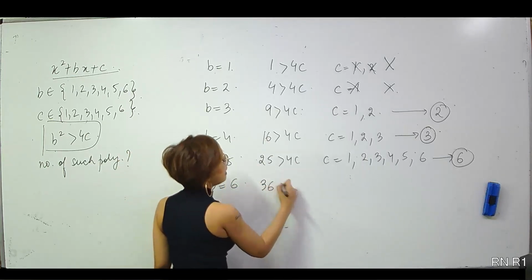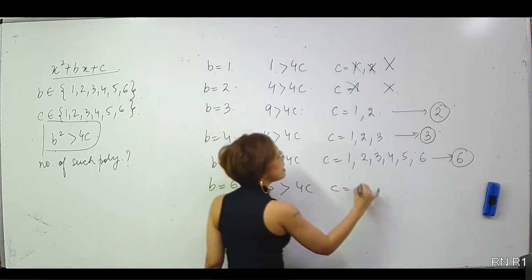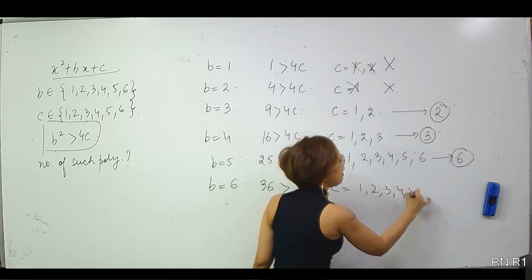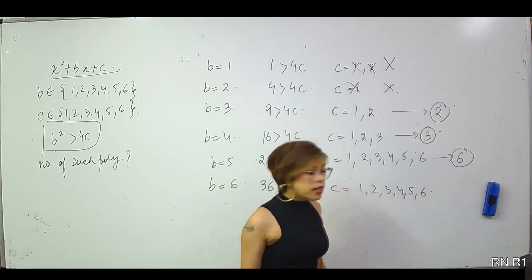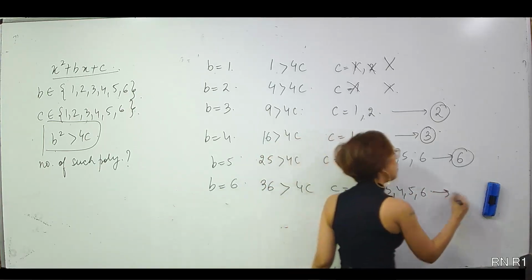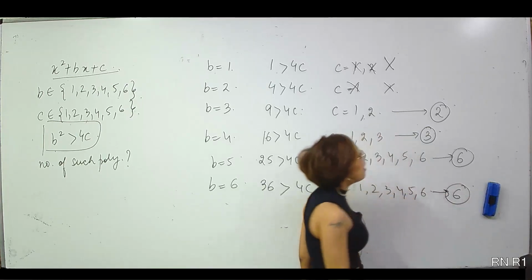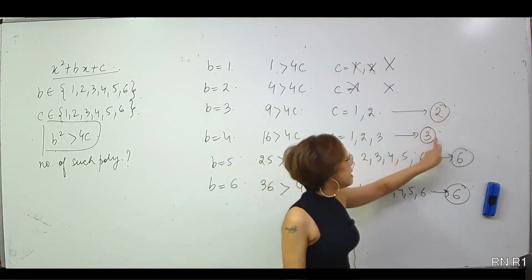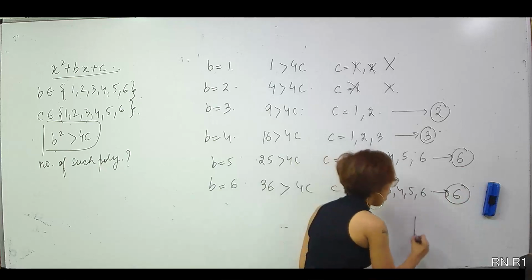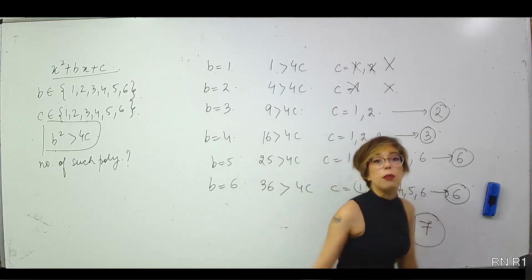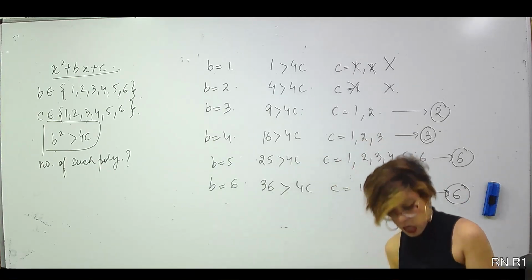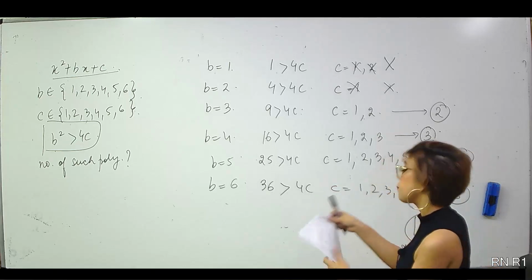That means 36 greater than 4C. You can have C as 1, 2, 3, 4, 5, 6. Right? Okay. From here again you will get 6 polynomials. So in total you are getting 2 plus 3 plus 6 plus 6, which gives you 17 polynomials. Alright. The next one. Write down.